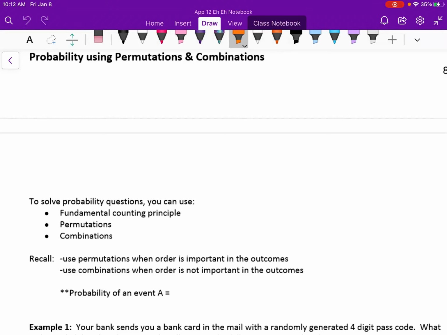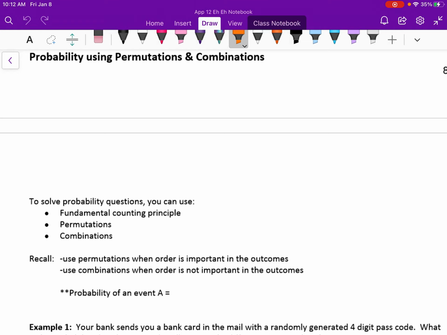Hello everyone. Today we're going to be using probability with permutations and combinations. Some probability questions will be quite rigorous, and what we'll need to do is revisit permutations and combinations, the fundamental counting principle. Permutations are when order matters, and combinations are when order is not that important.